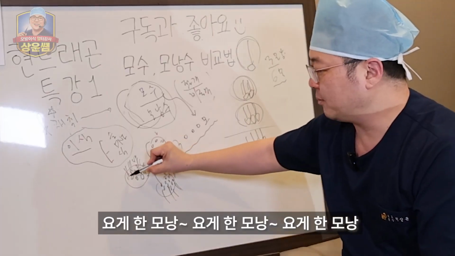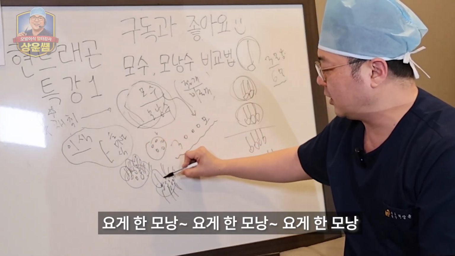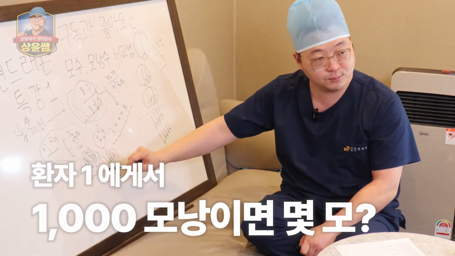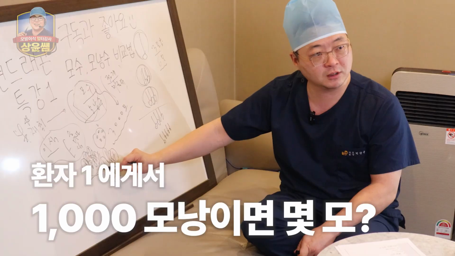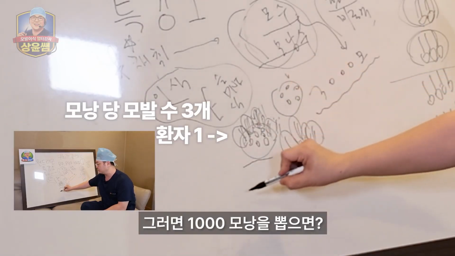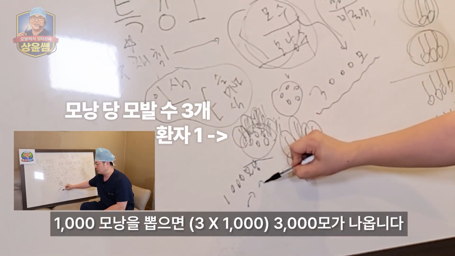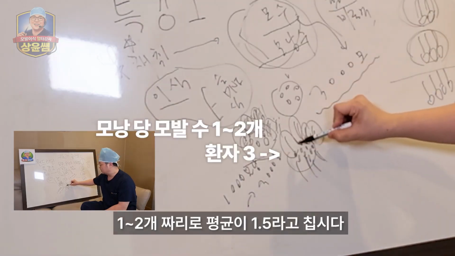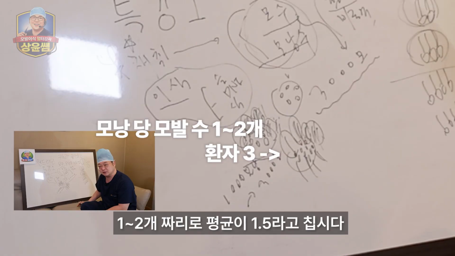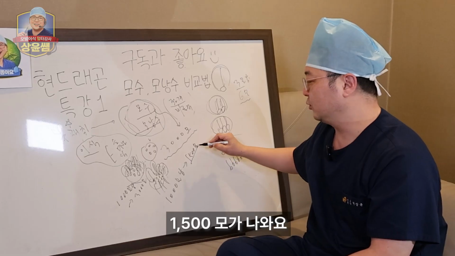So this is one follicle, then another, and one more. So let's say we extract 1,000 follicle units from this patient. How many hairs would that be? Suppose all are triples. Extracting 1,000 follicles, 1,000 follicle units yields 3,000 hairs. Now, let's say this patient averages 1.5 per unit with singles and doubles. If it's 1.5, 1,000 follicles give 1,500 hairs.